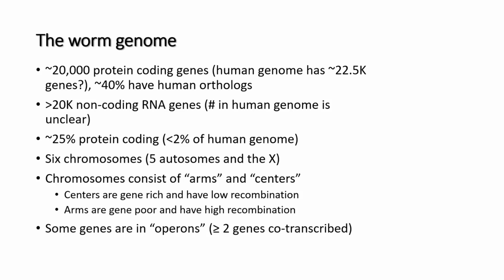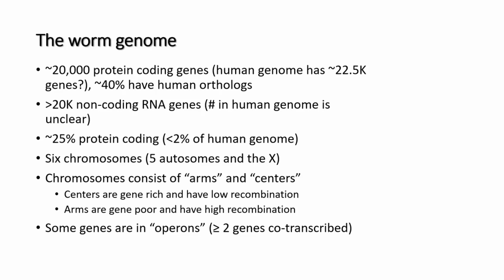The number of non-coding RNA genes in the human genome is completely unclear. Maybe also on the same order of 20,000, maybe more, but I don't think we really know. So about a quarter of the worm genome is protein coding. In contrast, about 1.5% or so of the human genome is protein coding. So 20,000 or so genes in each.